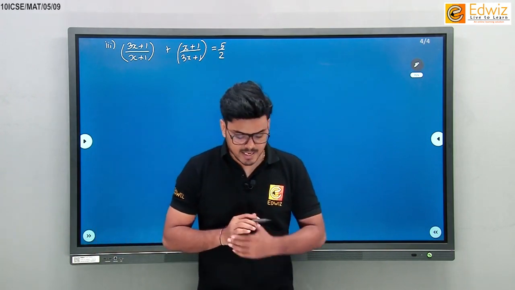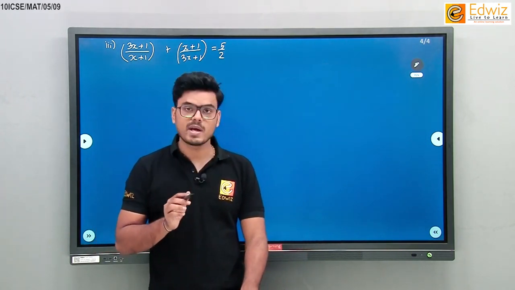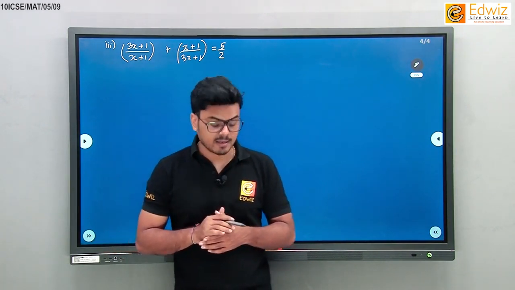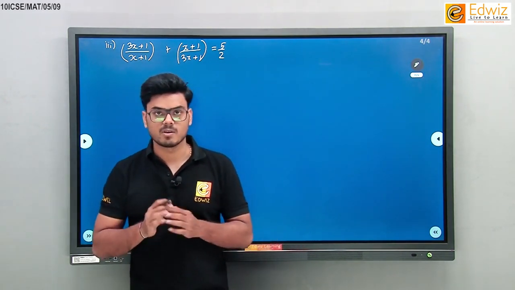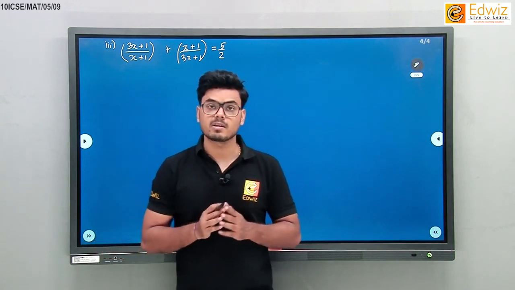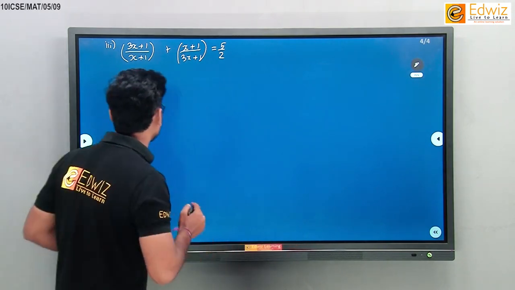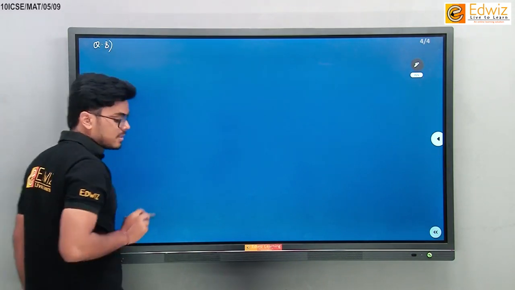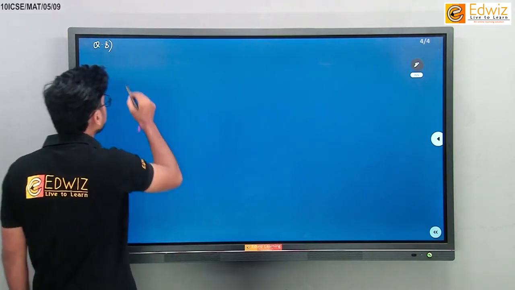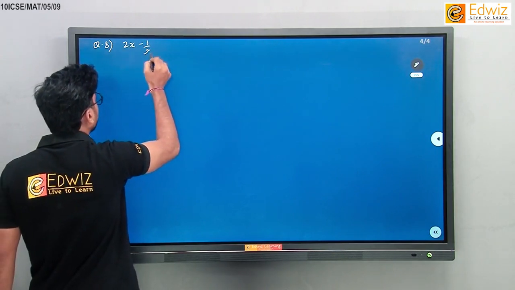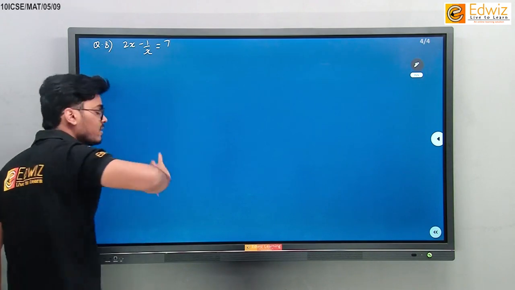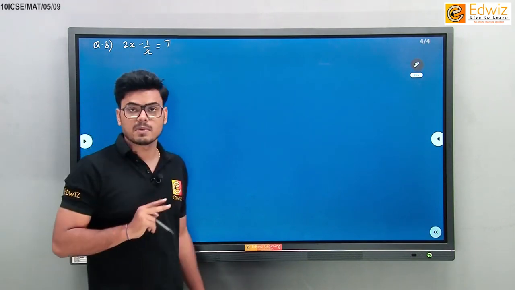Correct? Question 8 is: solve the equation 2x − 1/x = 7. Write your answer correct to 2 decimal places. Again, it's a similar question to the other questions that we have done. Let us try to solve question number 8. The equation that is given is 2x − 1/x = 7, and we have to solve this equation correct to 2 decimal places.